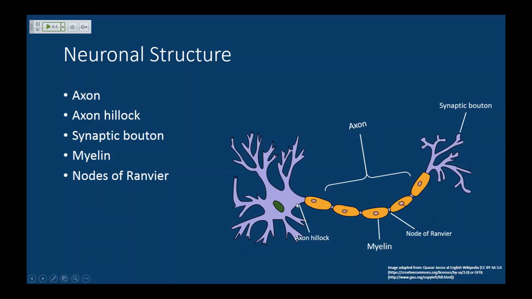A few other things. The axon hillock is the very beginning of the axon. And we'll learn about its importance as we go. Okay, and same thing with the myelin. It's going to insulate the neuron. And then the myelin is separated by these nodes of Ranvier. And again, we'll talk about all this stuff as we go through the lecture.